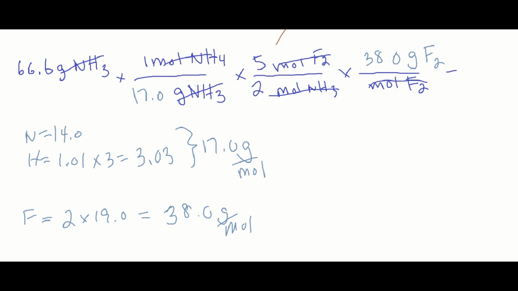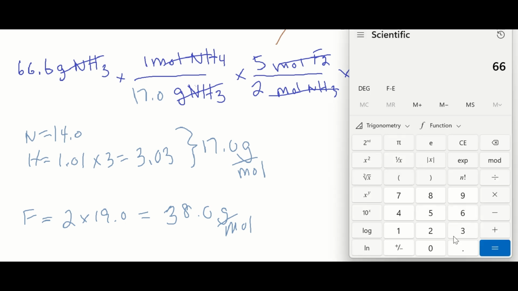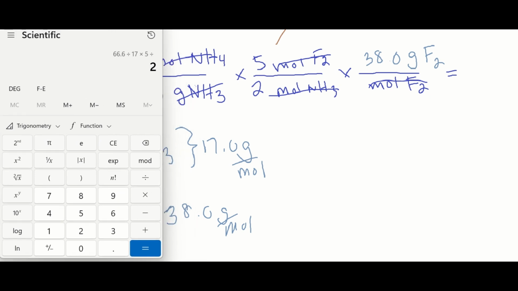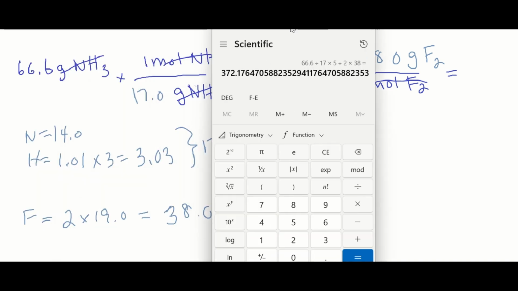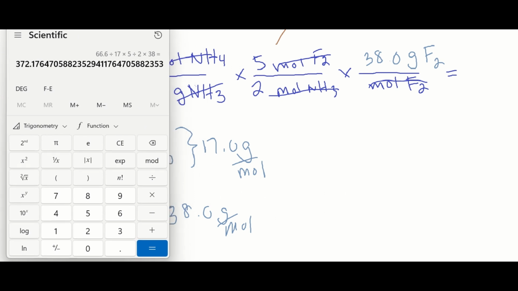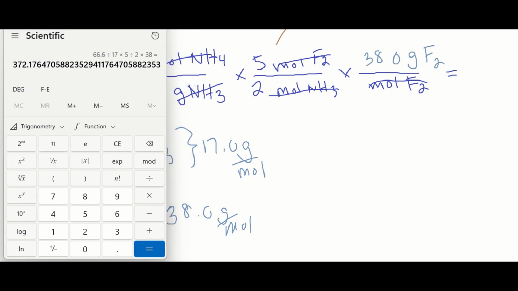Cancel, cancel, calculator. 66.6 divided by 17 times 5 divided by 2, excuse me, times 38. We're going to need 3 significant figures. Answer is 372 grams.